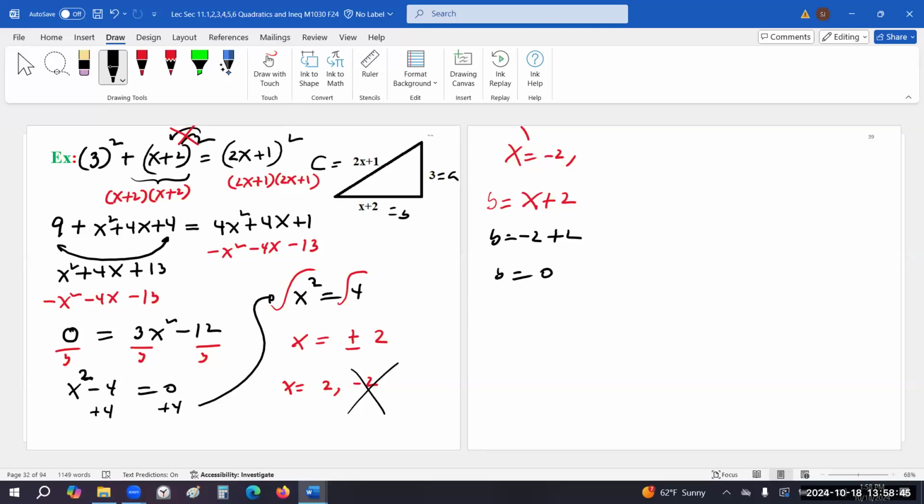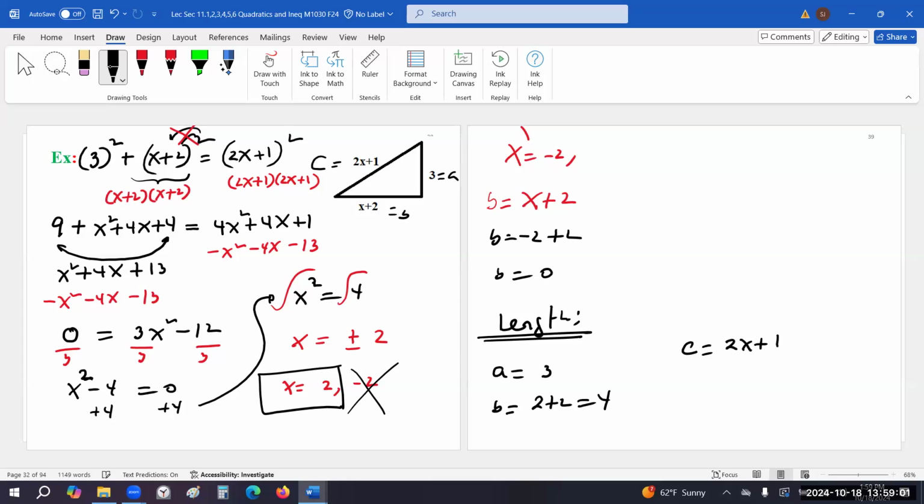So our answer is x equals 2. And if they ask for the lengths, then we have a is 3, b is 2 plus 2, which is 4. And our c is 2x plus 1, which is 2 times 2 plus 1, that is 5. It's a 3, 4, 5 triangle. So this is for my method, the length. For algebra, we don't have to do that.